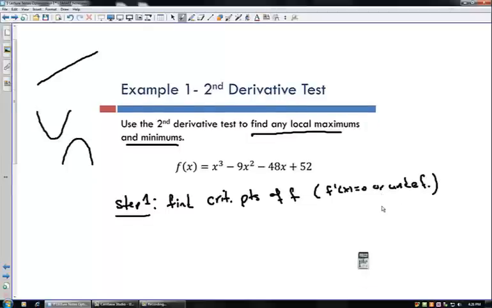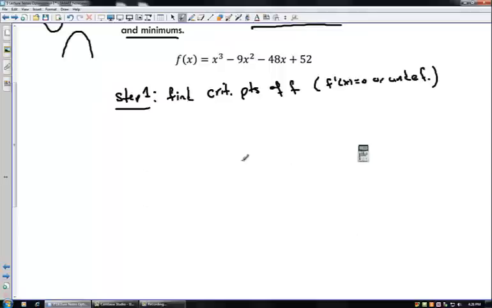And so let's do this. So let's find f prime of x. So f prime of x is equal to, this is nice and easy, the 3 comes down, I get 3x squared minus 18x minus 48 plus 0.